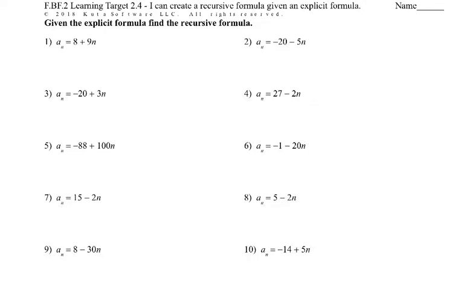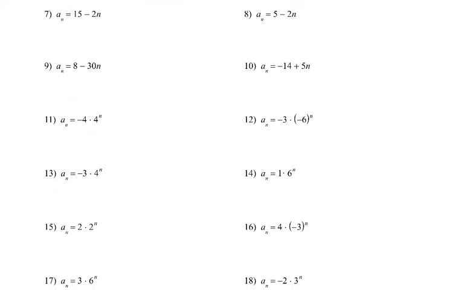Let's take a look at one example for each. 8 plus 9n: there's my growth, there's my start. So a sub n equals a sub n minus 1, and I don't put plus 9n, I just put plus 9. Then a sub 0 equals 8. And that's all there is to it. For geometric, it's basically the same idea: my start, my growth. So a sub n equals a sub n minus 1, and I'm multiplying by negative 6. Again, I don't need the variable. Then a sub 0 equals negative 3. And that's all there is to it, guys.